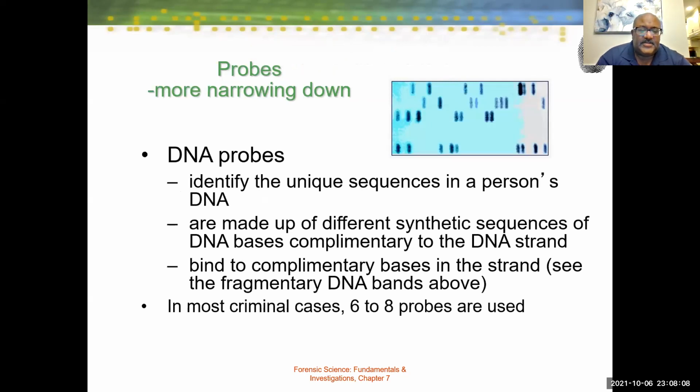We're not really going to get into DNA probes, but this is just another technique. They identify the person's DNA using probes made up of DNA bases complementary to the DNA strand. If they do that, the DNA bases are going to pair up with them. In most criminal cases, 6 to 8 probes are used. This is used quite a bit, and that's why it's important.